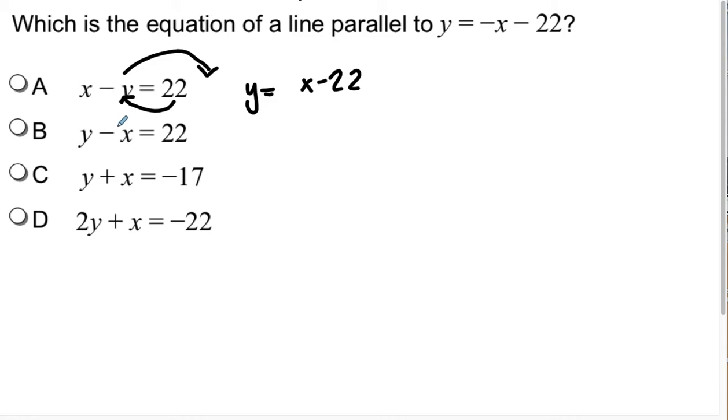All right, so here I'm going to move this x over to the other side. So that's y equals positive x plus 22. And again, these two are not parallel because they don't have the same slope.